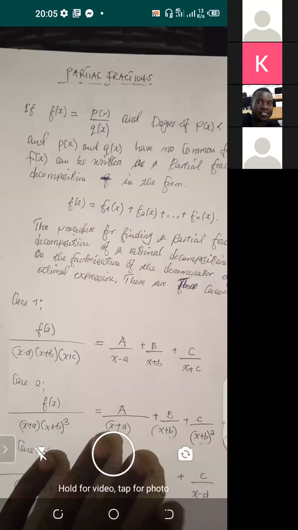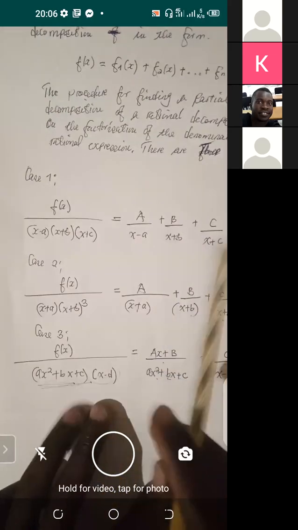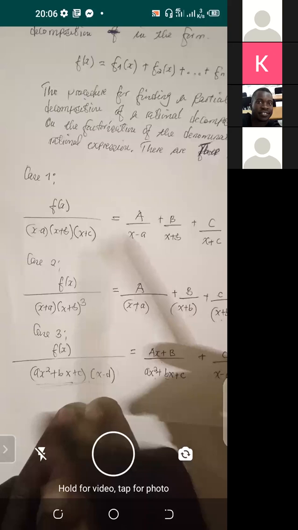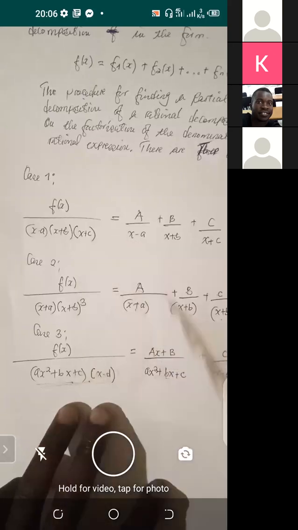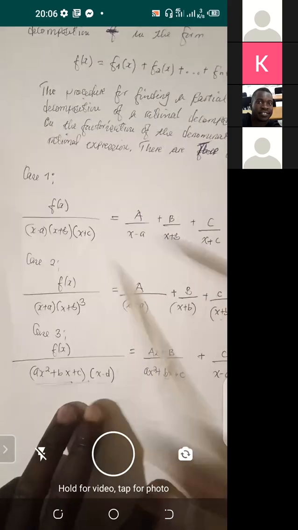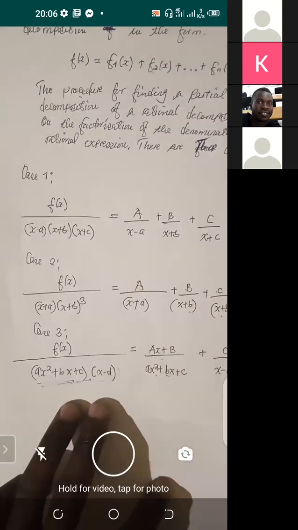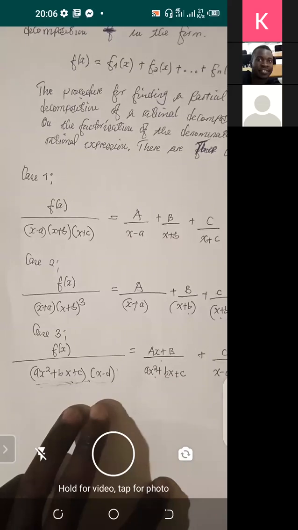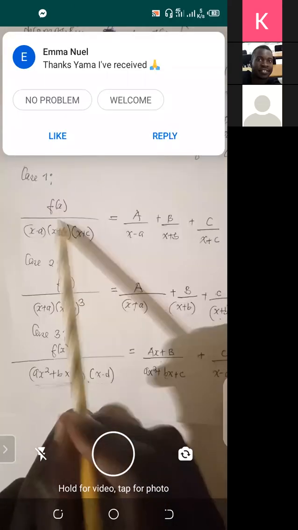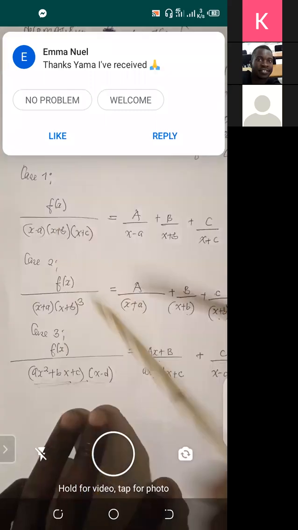All right, so we are going to understand this. I just want us to go through this quickly. When we look at examples, we are going to see how to use these cases to express a given function into its partial fractions. So these are the cases we have to look at: case 1, case 2, and case 3. So let's look at an example.